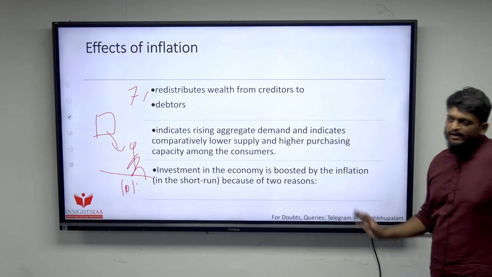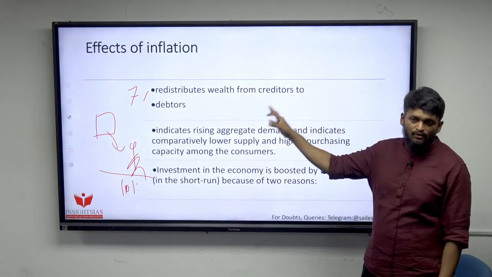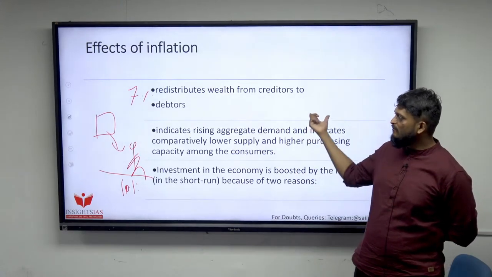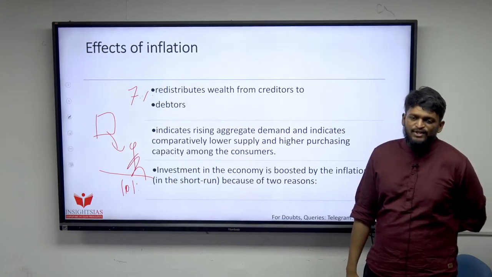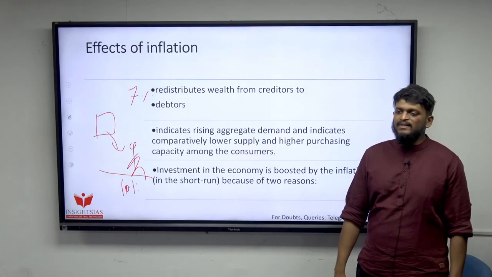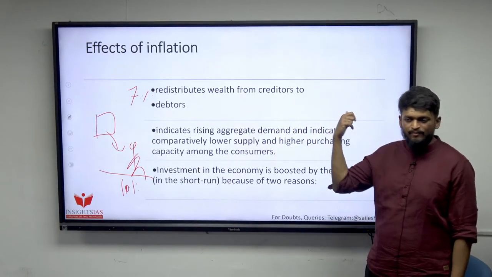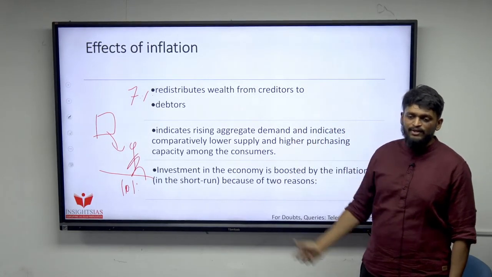You understood this? So you can see it is redistributing wealth from creditors, who are giving the loan, to debtors who are taking the loan. This is one effect of inflation. Whoever takes a loan will benefit. So whenever inflation increases, what happens to the number of loans taken in the economy? At least in big businesses, people understand the concept of inflation and how it works. It will increase. Experts in businesses will start taking more loans because inflation is high.